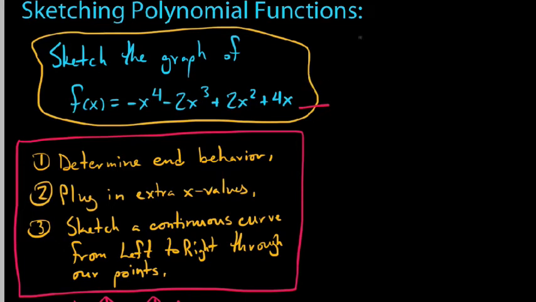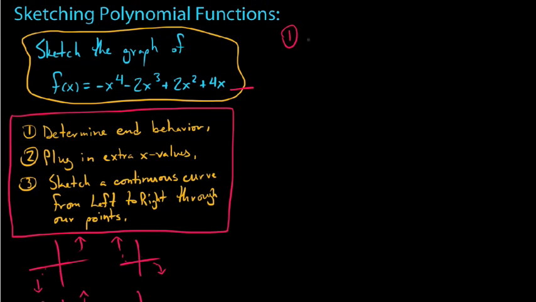So let's start with end behavior. We say end behavior, 1. We want to know as x gets really, really small towards the left, what do our y values do? And as x goes to the right, what do our y values do? So we notice here that our degree, this is a 4th degree thing, which is even.